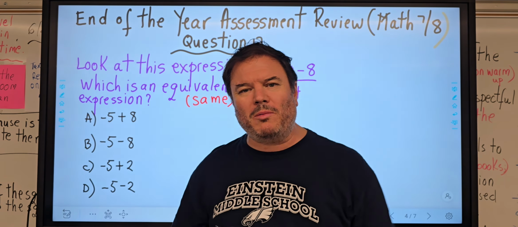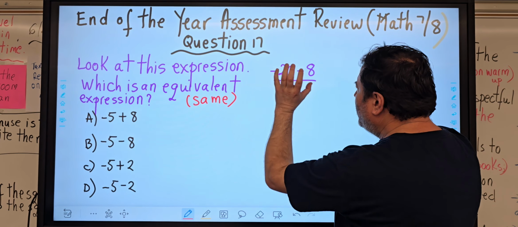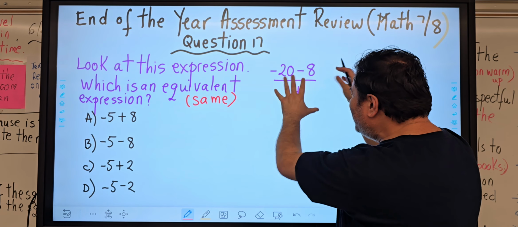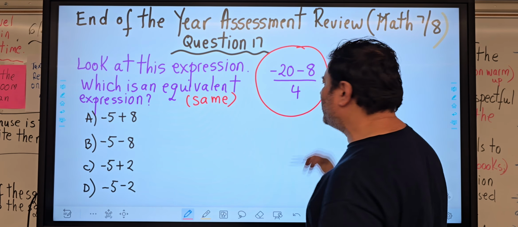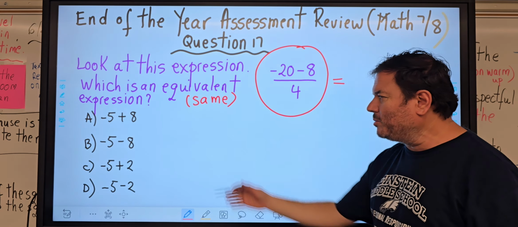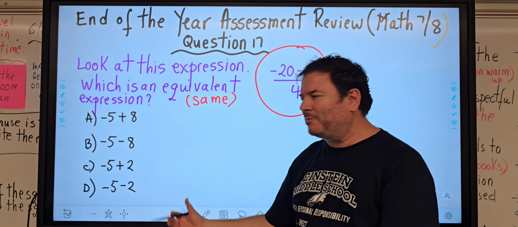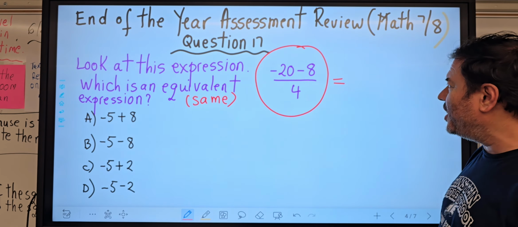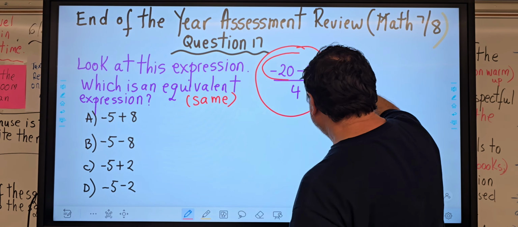How do you solve this problem? First of all, we are going to solve negative 20 minus 8 divided by 4. Let's see what we get if we solve this. And then we also have to solve these multiple choice answers, combine them and get a number. Let's look here at the top. So let's take care of the top first.